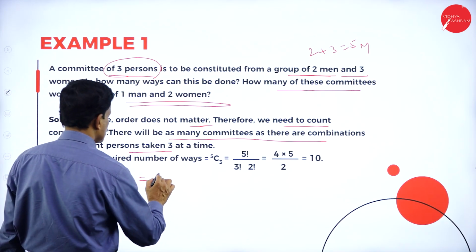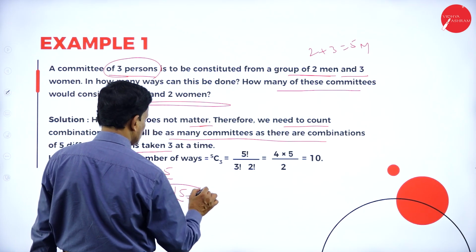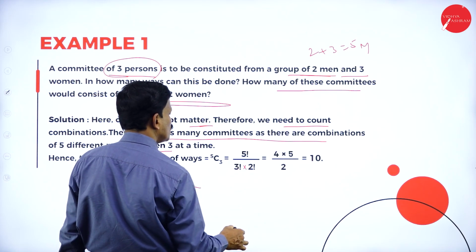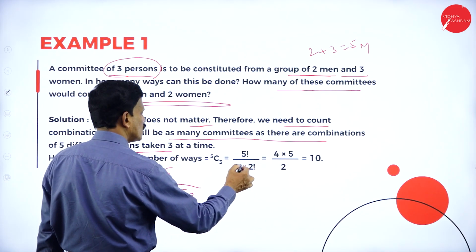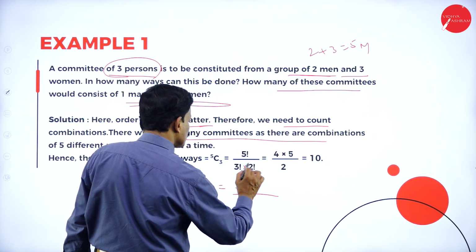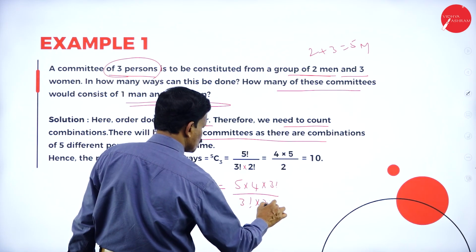What is the value of 5C3? 5 factorial divided by 3 factorial into 5 minus 3 factorial. That's equal to 5 factorial divided by 3 factorial into 2. 5 factorial can also be written as 5 into 4 into 3 factorial, divided by 3 factorial into 2 into 1.